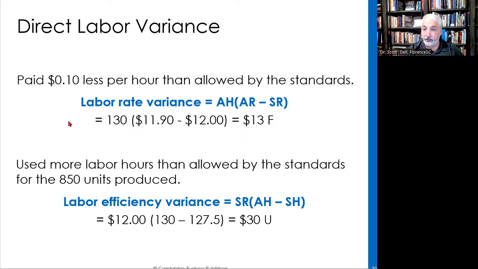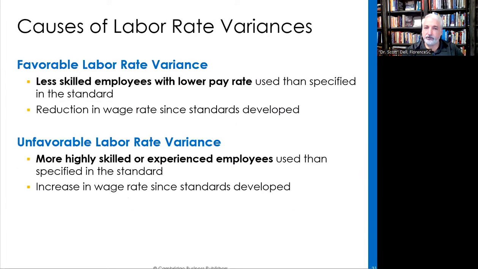And then we look at that here and say, okay, we paid 10 cents an hour less, but we used more hours than allowed by the standard for the 850. So we're unfavorable here, but we paid less here by 10 cents an hour. So we're favorable on the labor rate variance. And why do those come into play? Well, we might have less skilled employees at a lower pay rate.